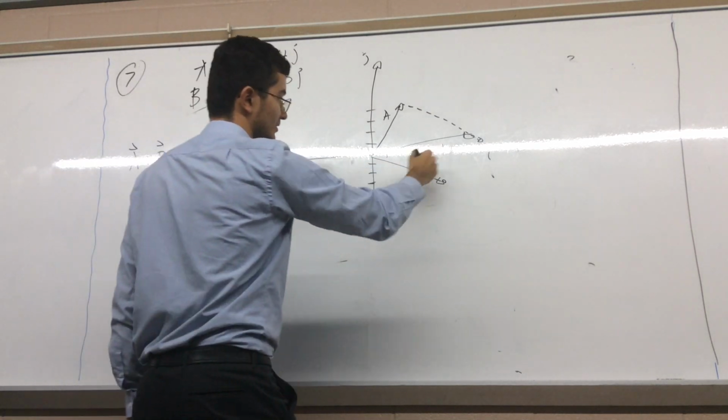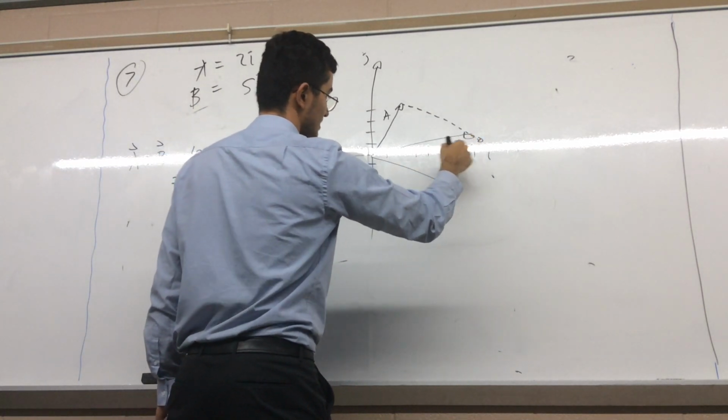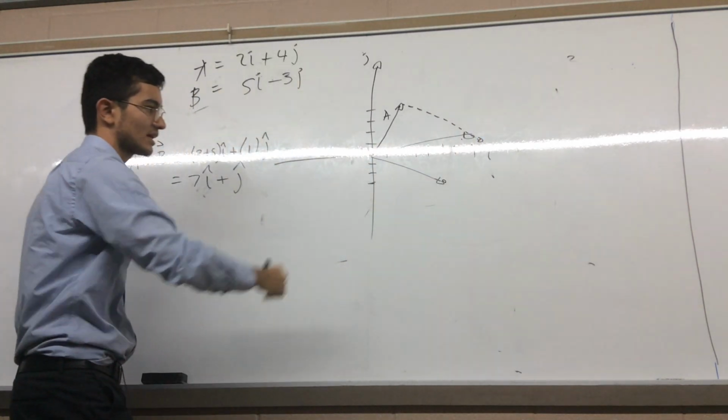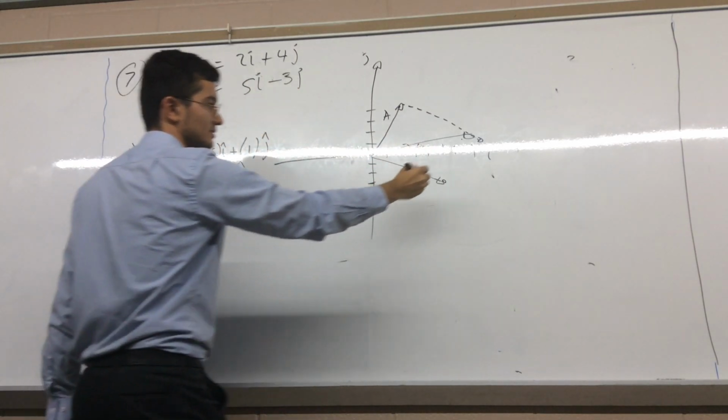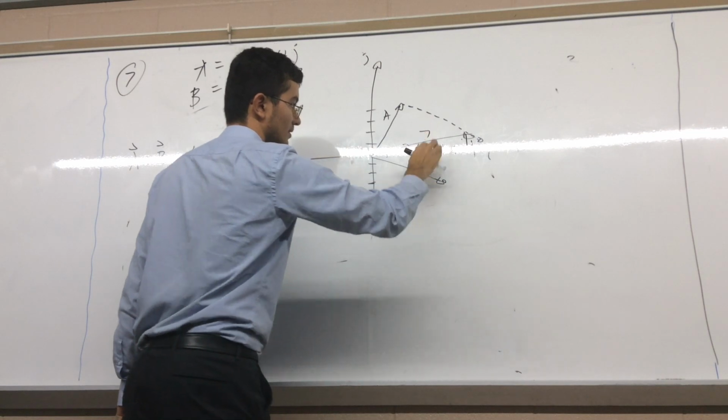So it kind of looks like this. Look, 1, 2, 3, 4, 5, 6, and 7, and this is 1. And we just have to find theta. We know that this is a distance of 1, and this is 7.